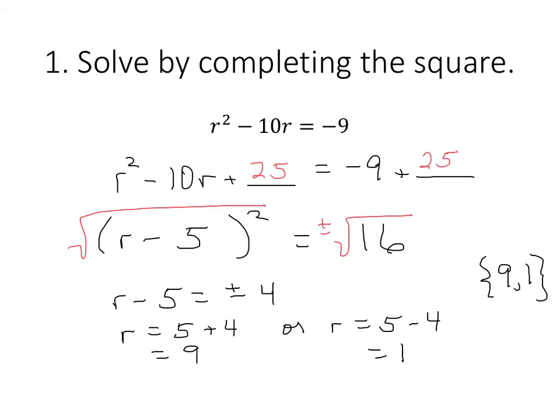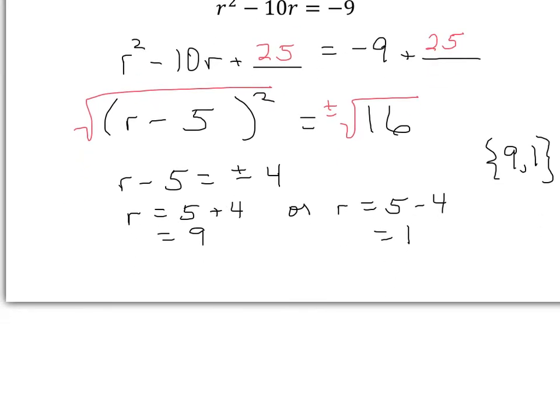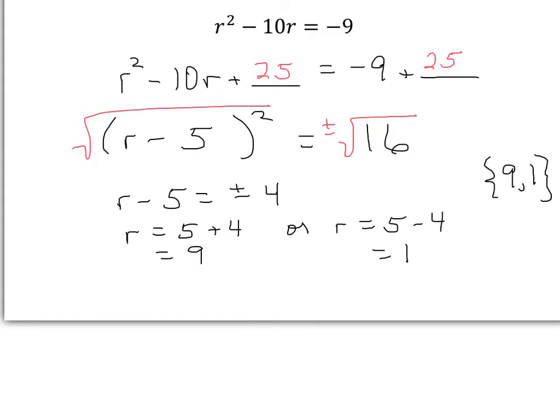Now we can check this by plugging it into our original equation. Let's start with 1. We can just look at it. 1 squared is 1 minus 10 times 1 is 10, gives you -9. That checks out. Now let's look at 9. 9 squared is 81. 10 times 9 is 90. 81 minus 90 is -9. So that also checks.